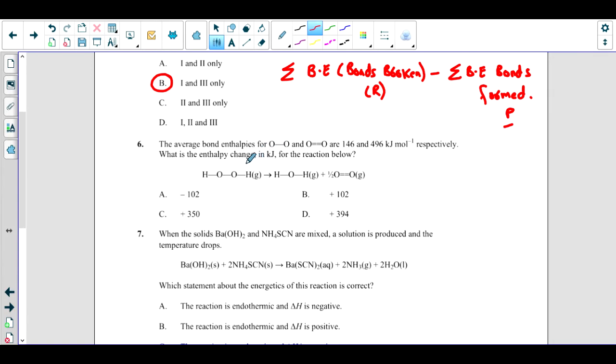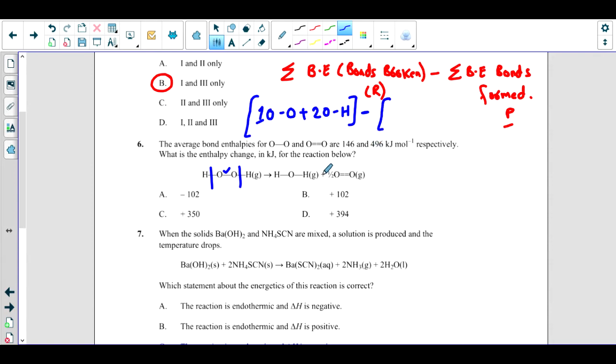So if we look at how many bonds we have here, one oxygen-oxygen bond and two OH bonds, right? So we have one oxygen-oxygen bond plus two OH bonds. These are the bonds which are broken. Now let us come to the product side. If you want to be extra careful, use brackets because the negative sign can create issues.